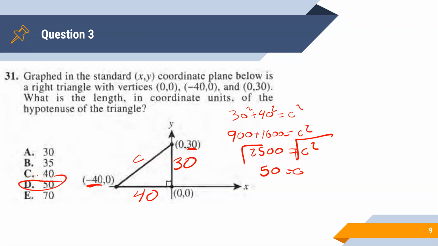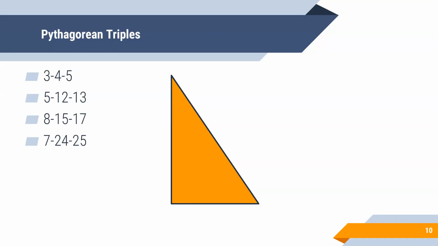Now, the thing is, there's a much faster way to do this. A lot faster. It involves Pythagorean triples. I would highly encourage you to write down these 4 triples. 3, 4, 5; 5, 12, 13; 8, 15, 17; 7, 24, 25.